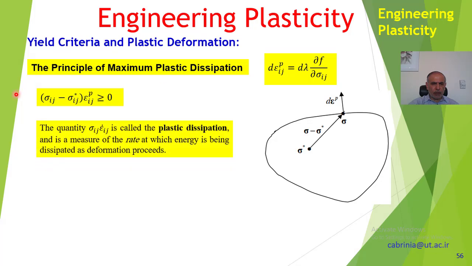Right, now this was the Drucker postulate for stability. The quantity sigma ij epsilon dot ij is called the plastic dissipation, because as I said, this is the work or energy dissipated, and is a measure of the rate at which energy is being dissipated as deformation proceeds. Of course, because we have a dot here, the time factor comes in, so this is the power. This is the rate at which the energy is dissipated, and that is power. So that's the power dissipated.